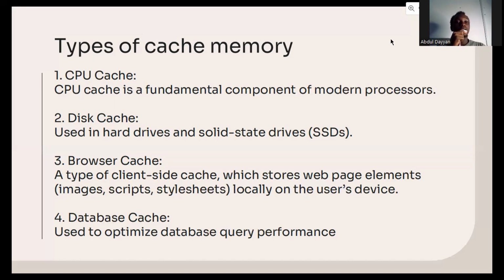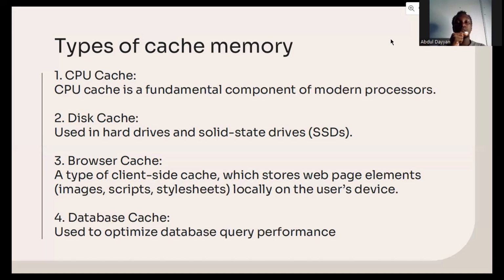Types of cache memory. There are 4 types of cache memory: the CPU cache, the disk cache, the browser cache, and the database cache. The CPU cache. In the process of the fetch, decode, and execute cycle, the CPU frequently communicates with the RAM for information to be processed. Sometimes the RAM fails to give the CPU what it needs when it needs it. So cache memory is used in this situation in order to give the CPU what it needs when it needs it. Now let's move on to the next one, disk cache.